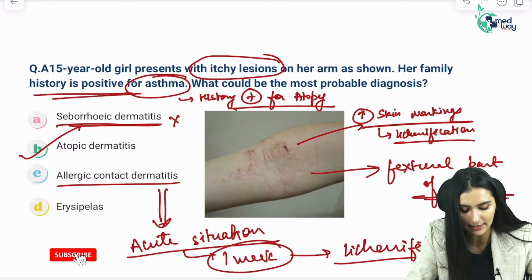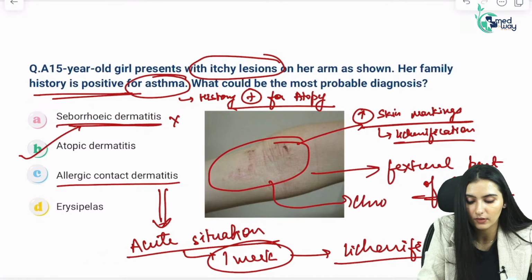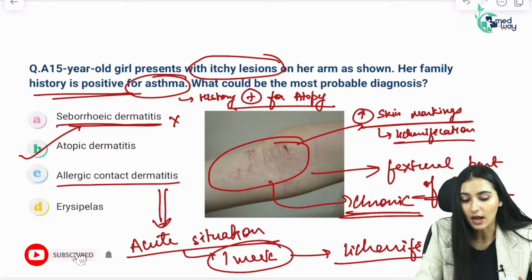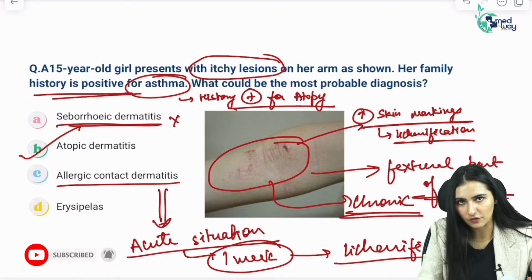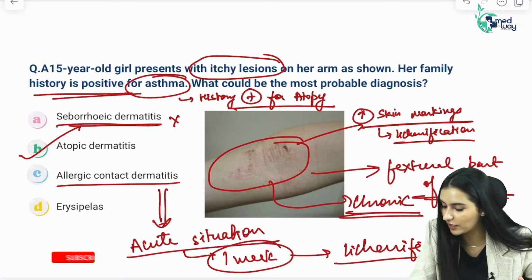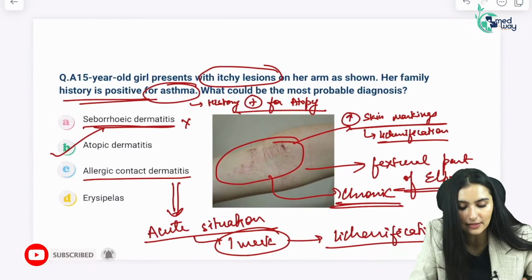Somebody is asking why not C? Because of this lichenification, it indicates that this is a chronic problem. Chronic problem has to go in favor of atopy. Acute things will never give you lichenification. It takes time to develop lichenification. So allergic contact dermatitis is an acute situation. That is why there is no lichenification. I hope you understand. Okay, so the answer is atopic dermatitis.